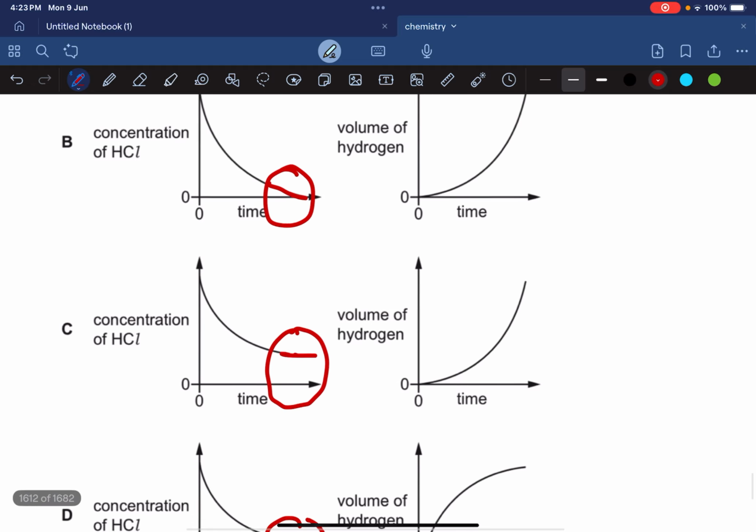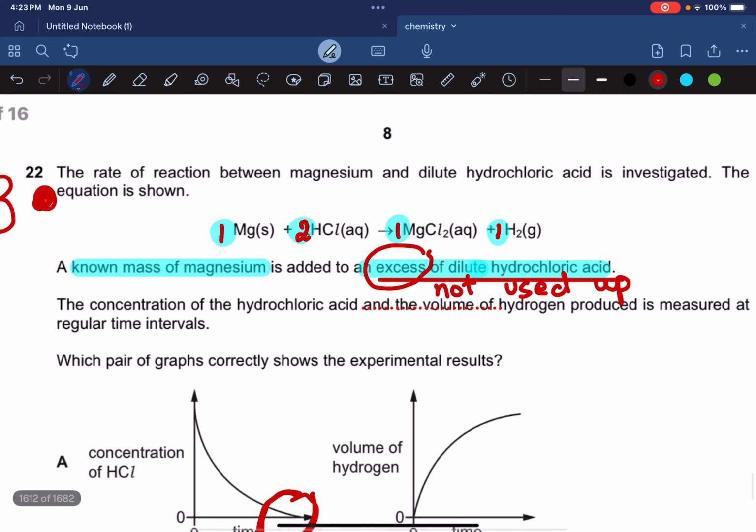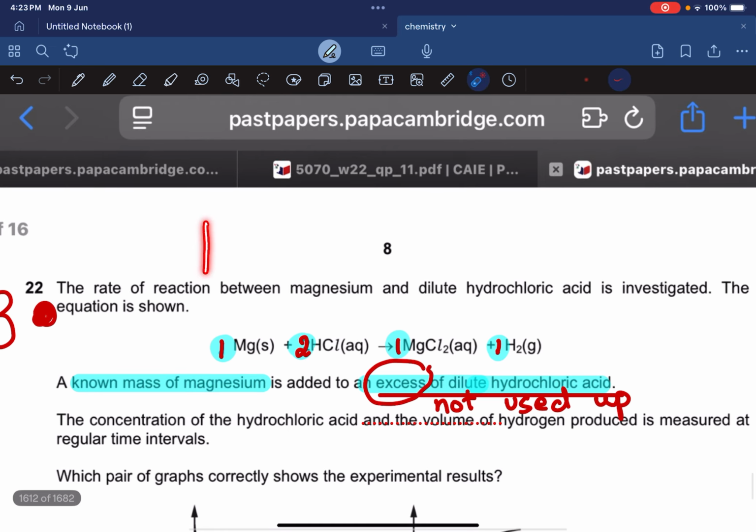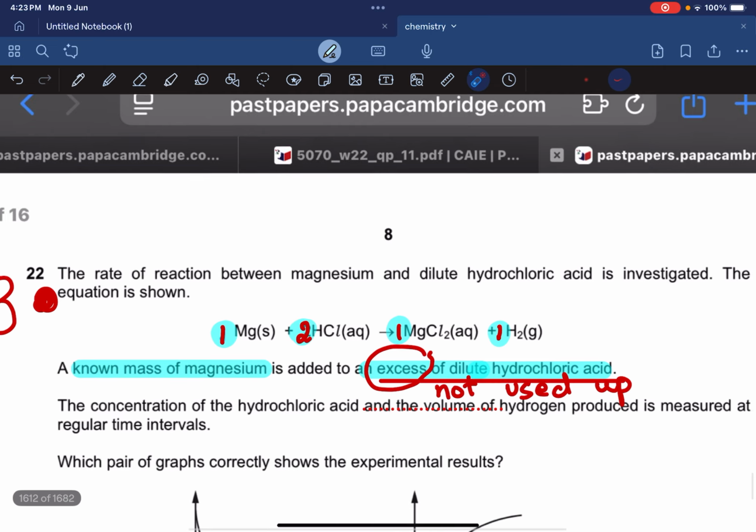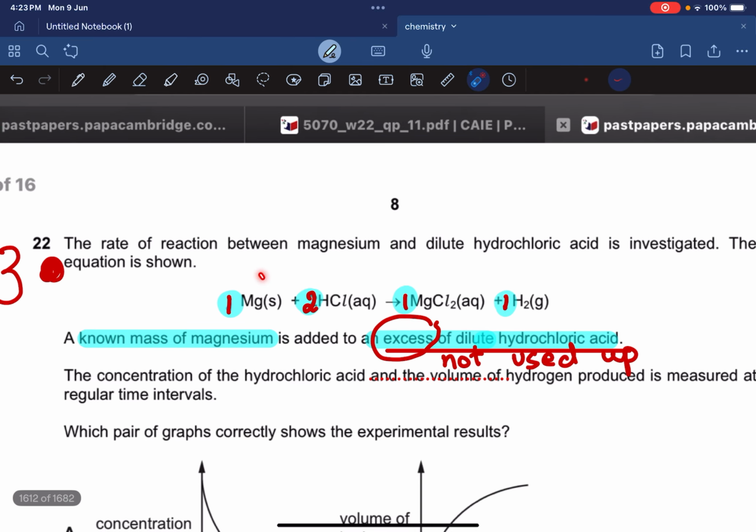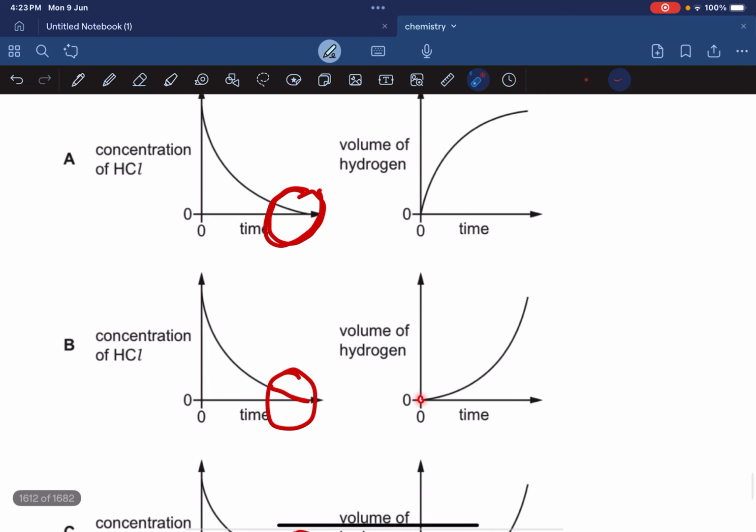Now let's figure out the volume of hydrogen. Hydrogen is being produced in this reaction, so what's going to happen initially? If this is your graph, you're going to have zero hydrogen initially, and as time proceeds, the amount of hydrogen is going to increase, and then the line is going to become flat. Why? Because after some time, the limiting reactant is used up. All the magnesium, because you have a known mass of magnesium, is going to finish, so no more hydrogen is going to be produced. So initially hydrogen is zero, and then it's increasing over here.